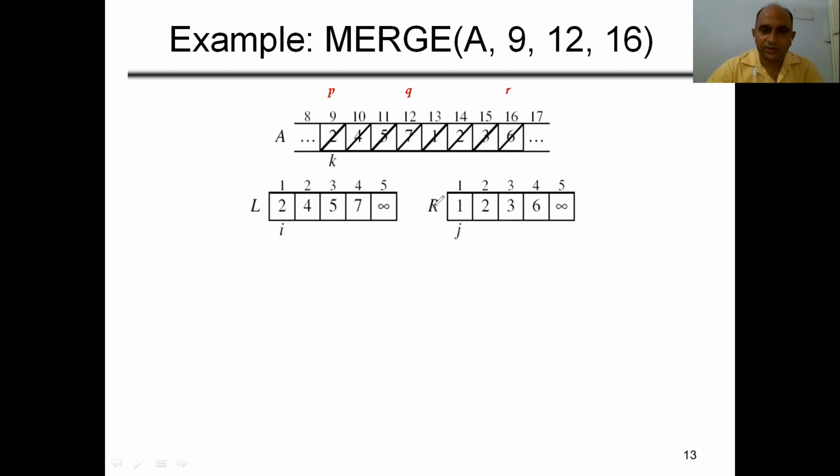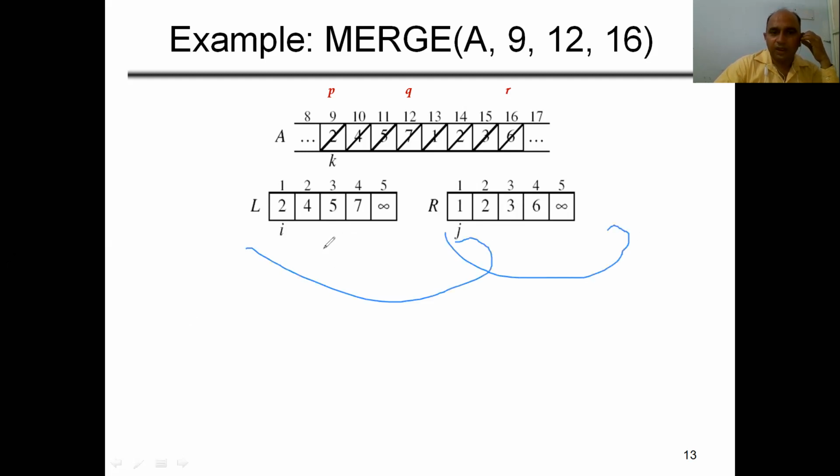So how does this concept work? L is accessed by the index i, and R is accessed on the basis of index j. So Li is the element of this array, Rj is the element of this array. When we compare Li, 2, with 1, we can say 1 is less than 2. Then after applying the first step, who will come here?